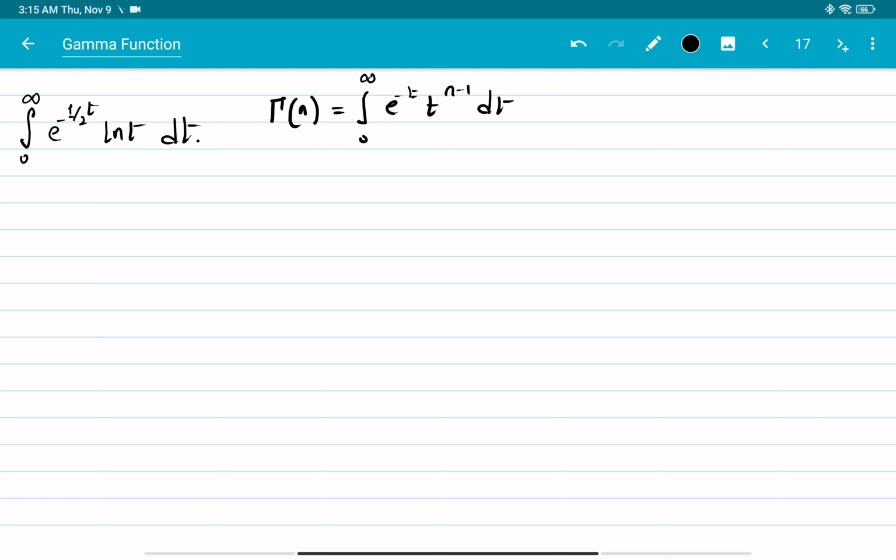Let's call it J. So J equals the integral from 0 to infinity of t to the power n minus 1 times e to the power minus half of t times natural log of t dt.